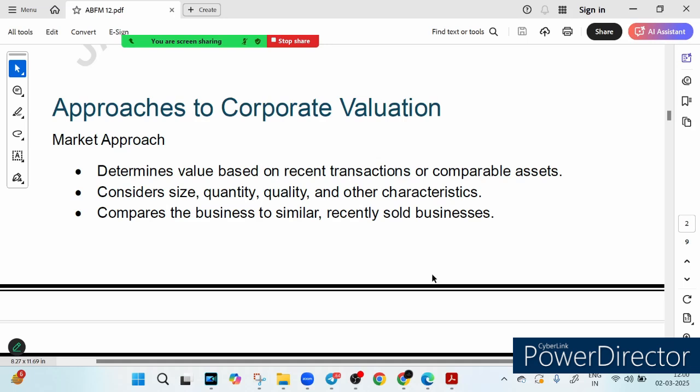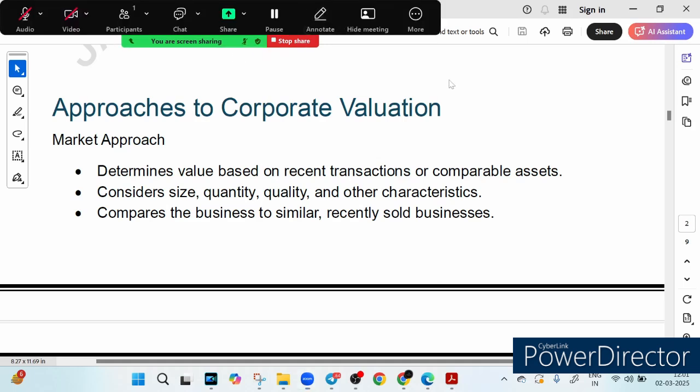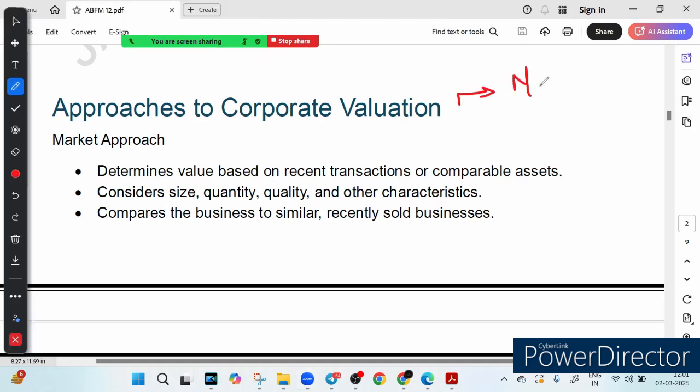Ever wondered how companies are priced? Why does one startup get sold for millions while others struggle to find a buyer? It all comes down to valuation approaches. In this slide we will break down two major methods. The first is called the market approach and the second is called the income approach. So let's talk about it.